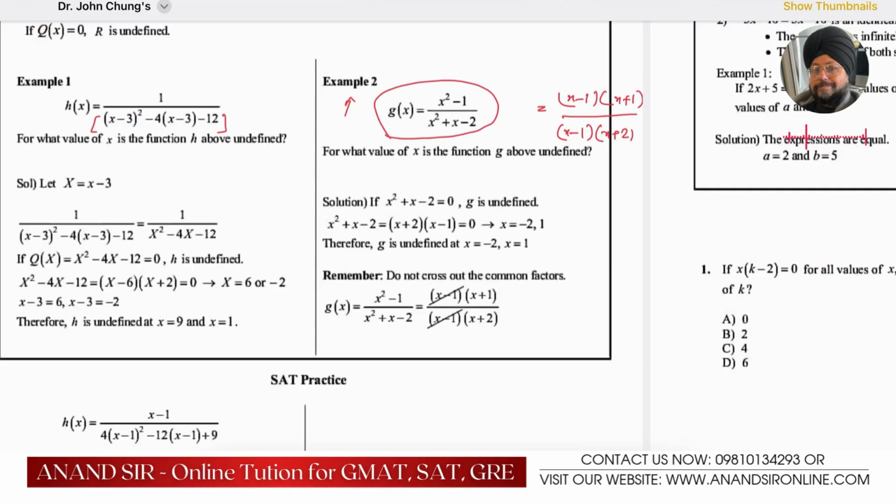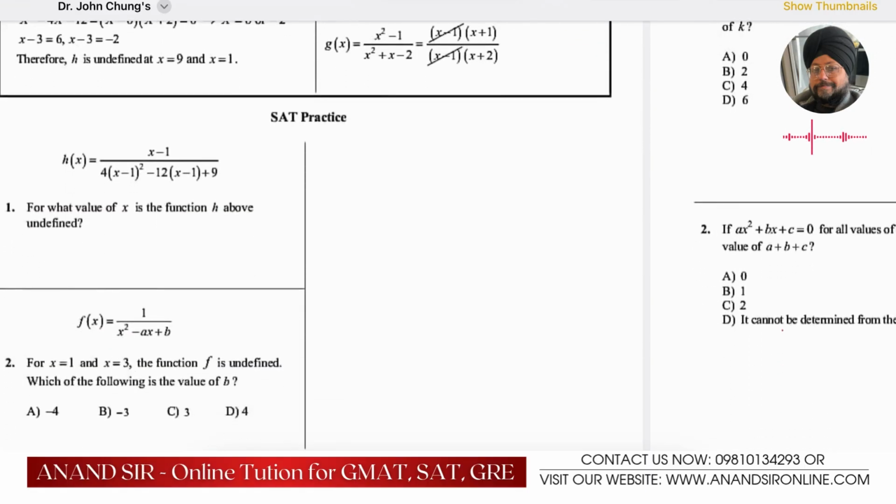So here we have to observe very carefully that while finding where a given function is undefined, we have to make the denominator equal to 0, irrespective of whether it has a common factor with the numerator or not. So here it is undefined at both x equal to 1 and x equal to minus 2. Right? Let us do question number 1.